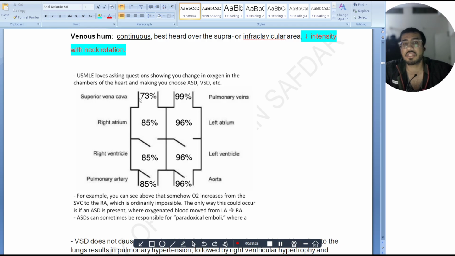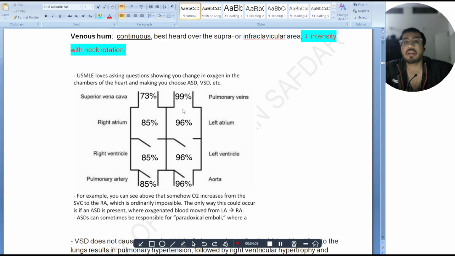The deoxygenated blood comes in at 73%, enters the right atrium and suddenly becomes 85%. That is not possible unless there is mixing of oxygenated blood, which is possible only when there is a shunt between the left atrium and the right atrium, and the highly oxygenated blood from the left atrium moves towards the right atrium. So this diagram shows an ASD, or patent foramen ovale. The 85% goes into the right ventricle, stays the same, then enters the pulmonary artery, stays the same, then gets oxygenated and becomes 99%.